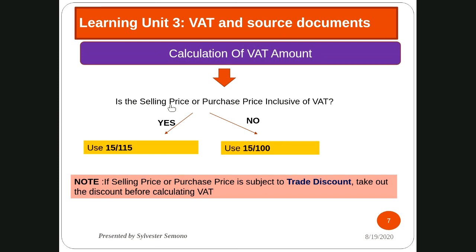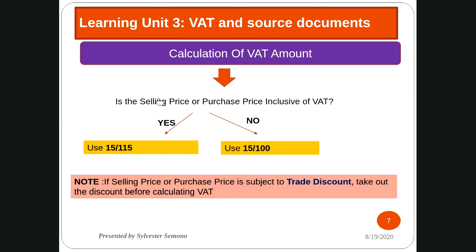You must ask yourself, if they gave you the selling price, let's say you are selling, the selling price can either be without VAT or with VAT, meaning the amount given to you can either include VAT already, or maybe you still have to calculate VAT on that amount. So there are different ways of calculating. If you have a selling price or a purchase price, in other words, if you buy or if you sell, it doesn't matter. So I just said, is the selling price or purchase price including VAT?